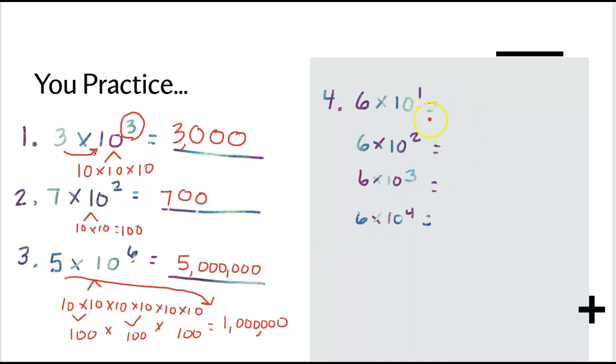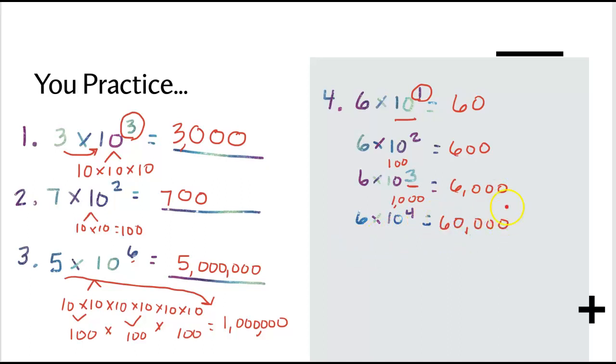Okay, now complete this pattern. 6 times 10 to the first we know is 60, because this is simply 10 when we have a power of 1. 6 times 10 to the second, we know that 10 to the second power equals 100. So 6 times 100 is 600. 6 times 10 to the third, that 3 tells me that there's going to be 3 zeros behind, or I can say 10 times 10 times 10, which is 1,000. 6 times 1,000 is 6,000. And then 6 times 10 to the fourth will be 60,000.